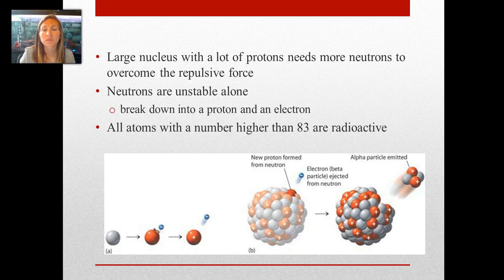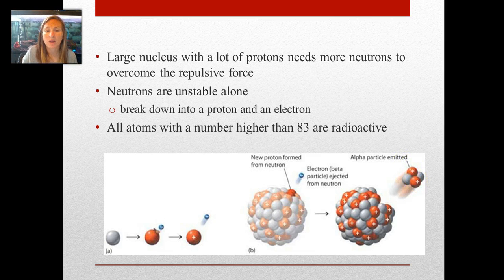So a large nucleus with a lot of protons is going to need more neutrons to overcome that repulsive force. And a neutron on its own is going to be unstable. So what will happen is what you see here in picture A, this is a neutron. It will actually break down into a proton, shown in red, and an electron, shown in blue. Okay, and that makes sense because if you think a positive charge and a negative charge, they cancel out to make that neutron. So what's going to happen is that electron gets ejected as a beta particle, and then you are left with the proton in the nucleus still, or you can have an emission of an alpha particle.